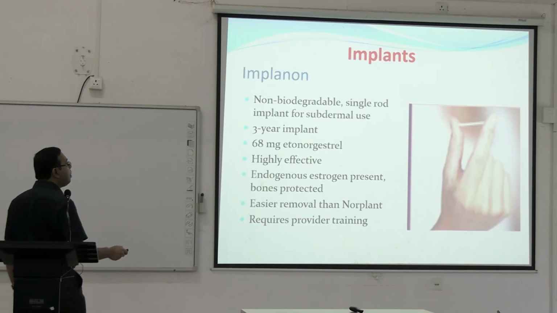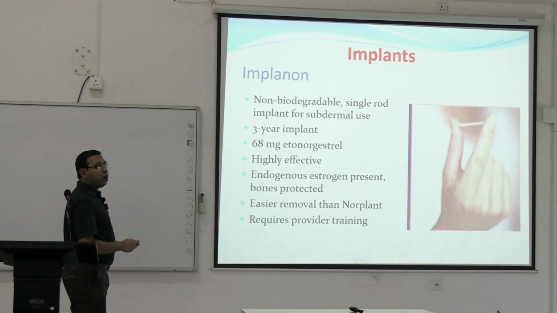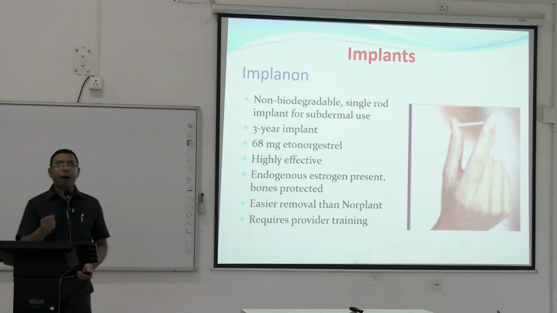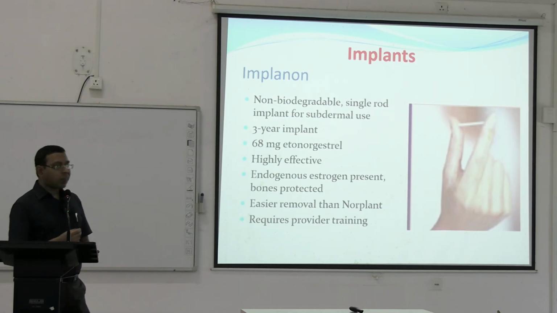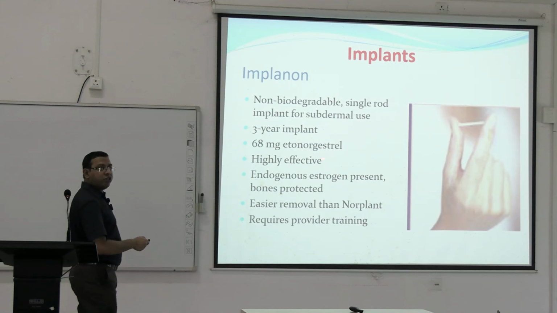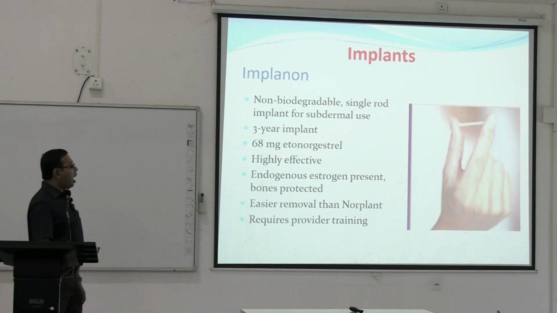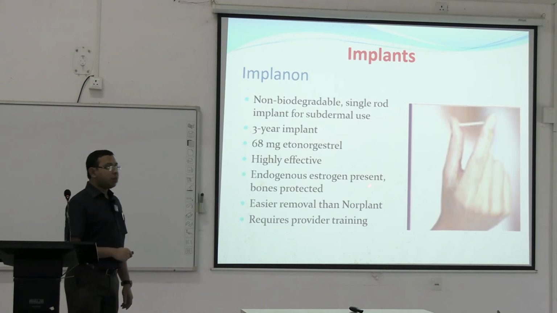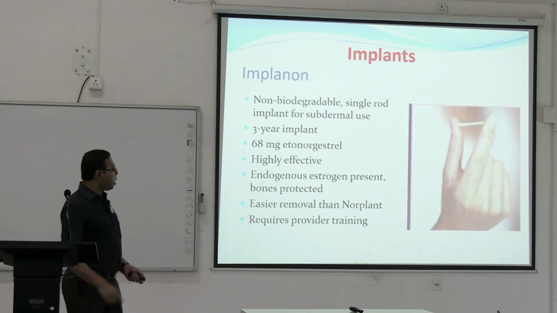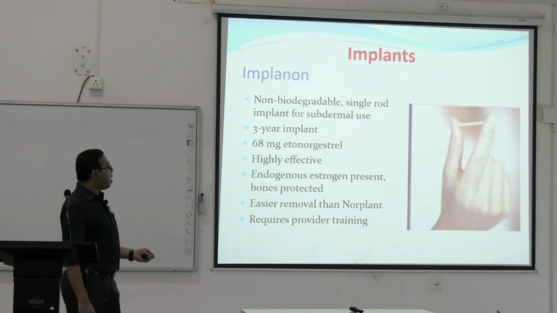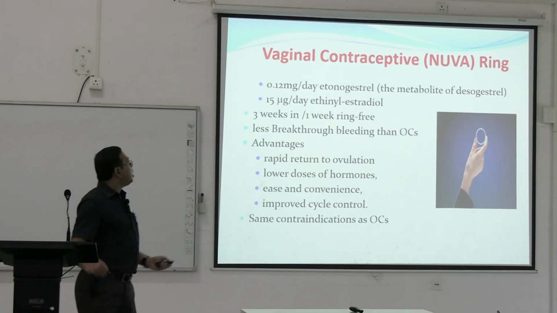You can see this is the Implanon. This is a non-biodegradable single rod implant for subdermal use. Usually it is used subdermally. It is a 3 year implant, with 68 mg etonogestrel. The newer ones are used and are highly effective. Endogenous estrogen is present, bones are protected, removal is easier than Norplant, and it requires provider training. Implanon, these are the newer ones.